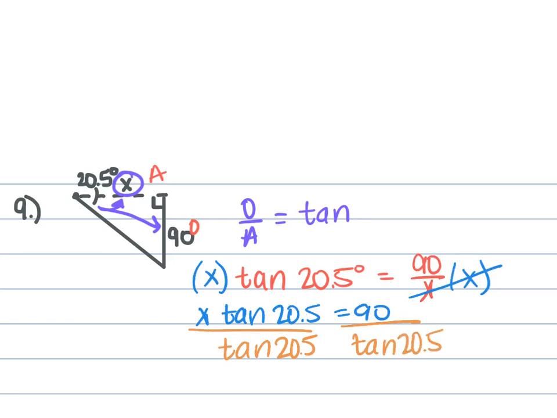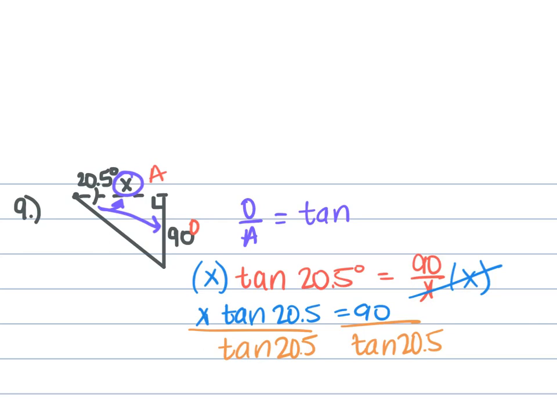So on my calculator, I'm going to hit that tangent button. I'm going to hit 20.5. Oh, no, sorry. I'm going to do 90 first. I'm going to clear that. I'm going to do 90, then divided by the tangent button, 20.5. Close the parentheses and hit enter, and it should give you your answer.